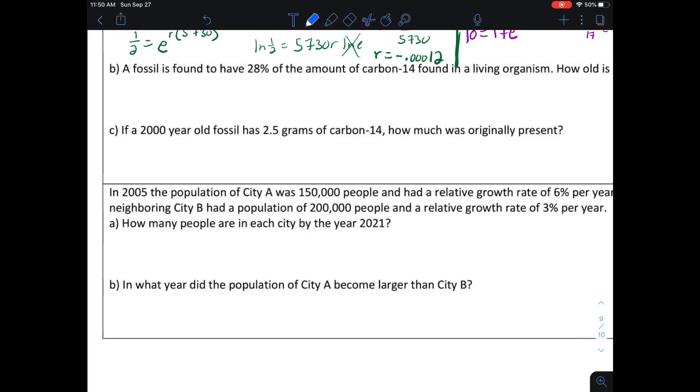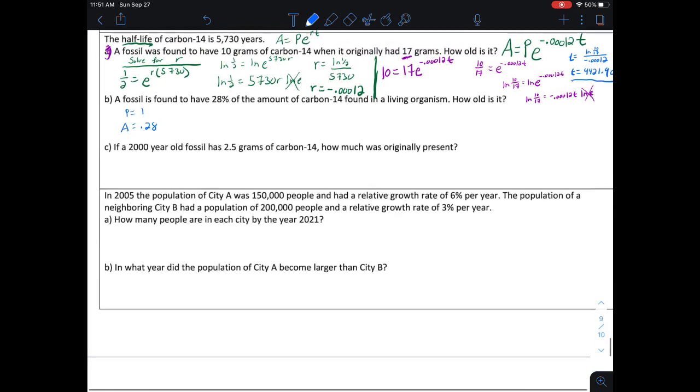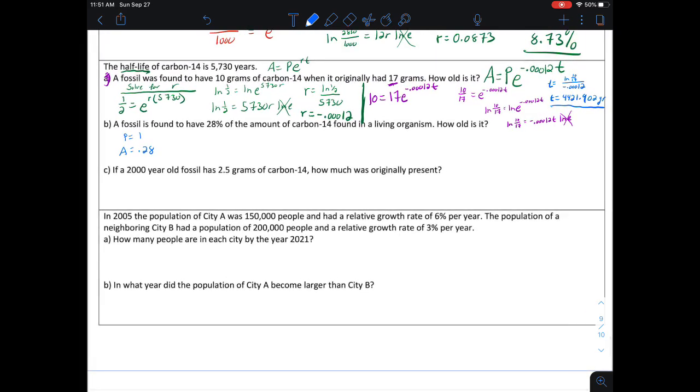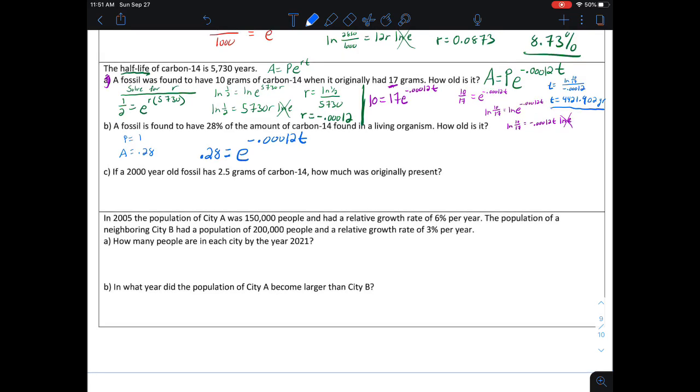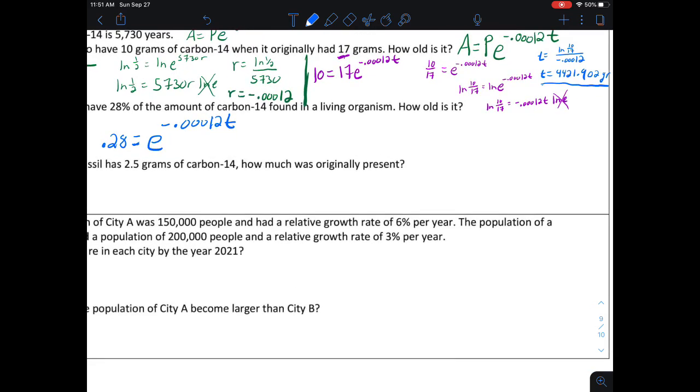All right, part B, a fossil is found to have 28% of the amount of carbon-14 found in a living organism. How old is this thing? So what we can do is we can let the initial amount be 1, and the amount is 28% of 1, which would be 0.28. And so we kind of repeat our process. We're going to use our same formula that we derived for our PERT. So we'd say 0.28 is equal to E to the negative 0.00012 T power. And we solve for T just like what we just did.